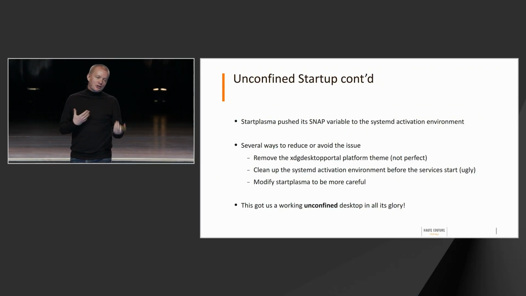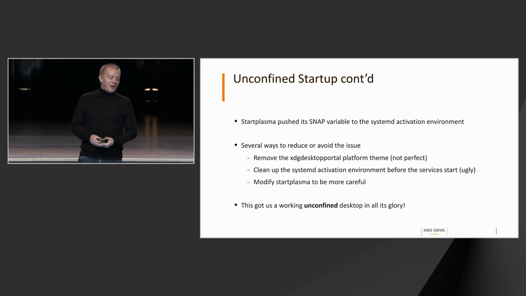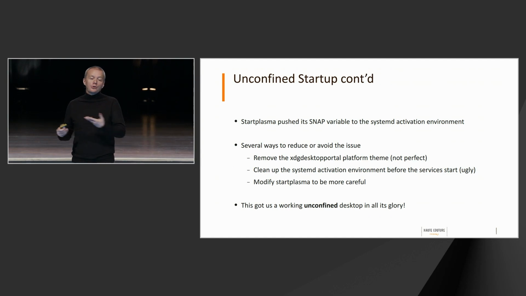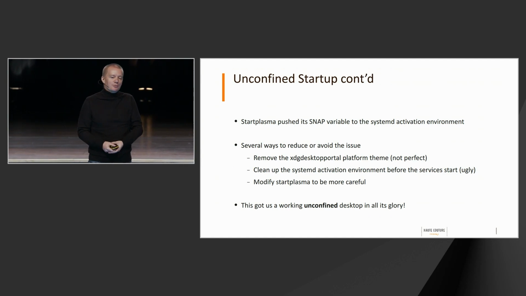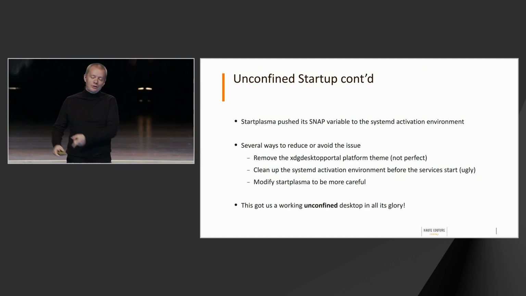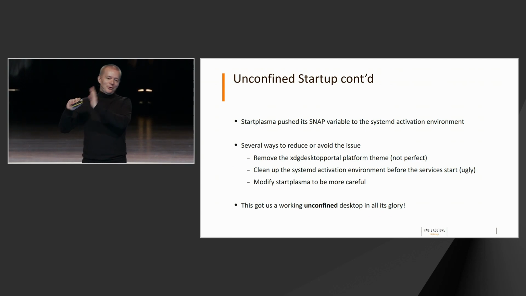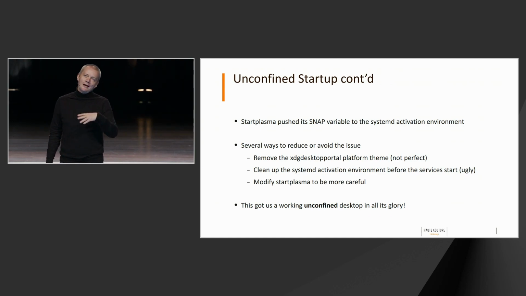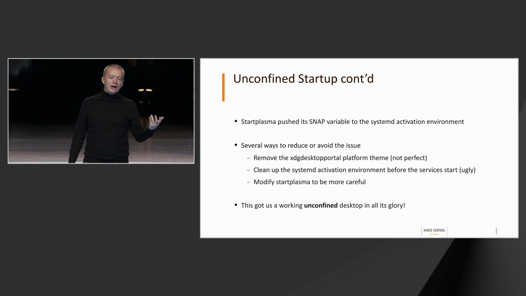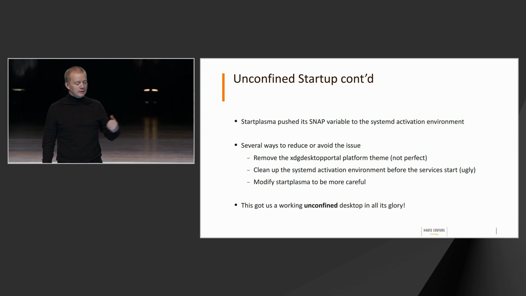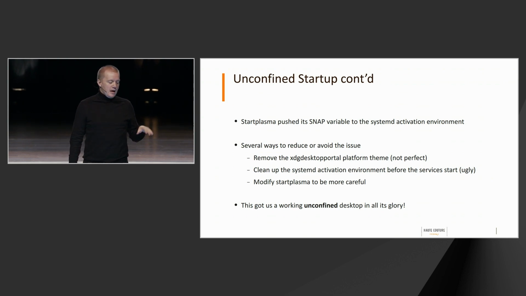So we changed that, right, obviously. There are several ways to reduce the issue or to avoid it completely. One thing, we control what's in the base snap, right? So we could say, OK, you know that plugin? We just remove it from the base snap and gone. Now, it's not completely perfect because QGuiApplication does some less drastic but some other adjustments in its behavior, so it wasn't perfect.